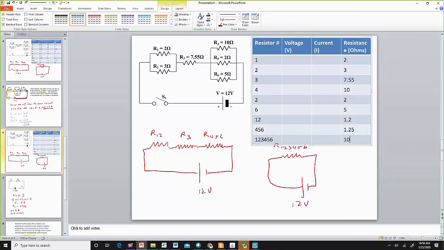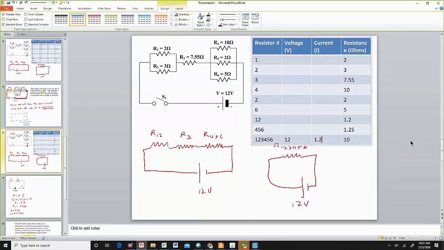And now I'm down to effectively where I can solve it, because the voltage of this one resistor is the voltage of my battery, which is 12. Now that I've gotten down this far, everything is working through this table, because now I have V equals IR. Once I have 12, delta V equals IR tells me my current is 1.2 amps.